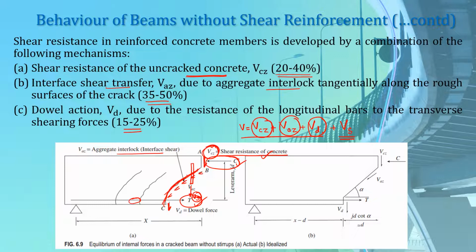And finally, the last resistance is due to the dowel forces Vd that are developed in this longitudinal reinforcement. So if reinforcing bars cross a crack, as you can see here, these are the inclined cracks, and these reinforcing bars are crossing these cracks here. They are meeting these cracks at these points. So if reinforcing bars cross a crack, shearing displacements along the crack will be resisted by the doweling force in the bar, which is in this vertically downward direction. So what happens is that these dowel forces give rise to tension in the surrounding concrete.